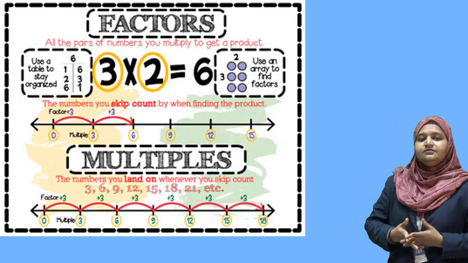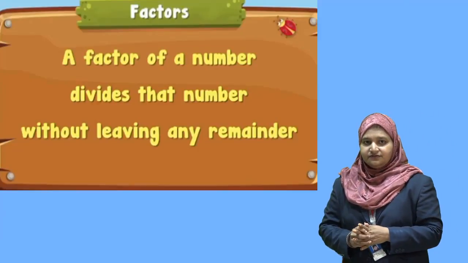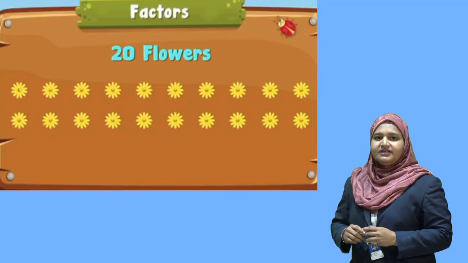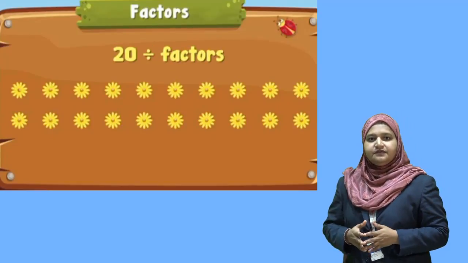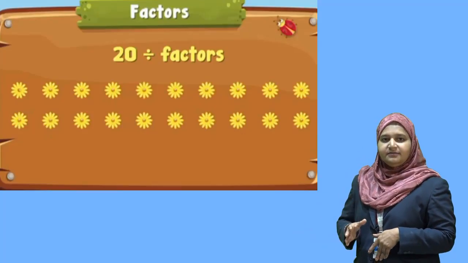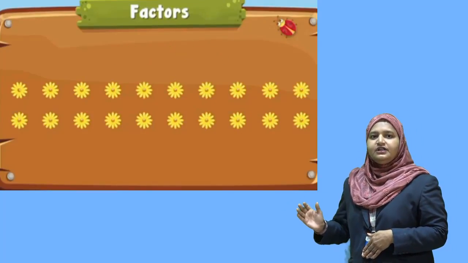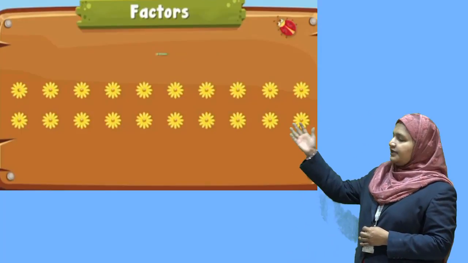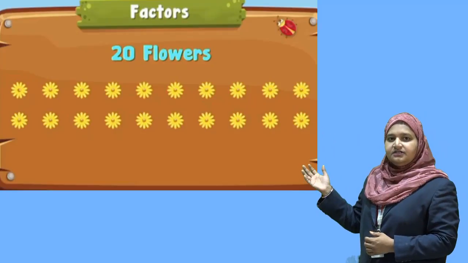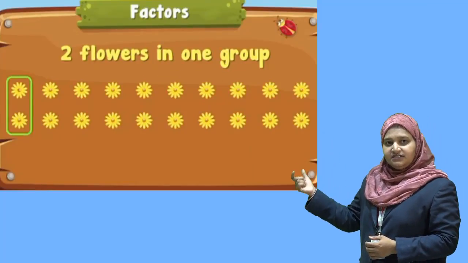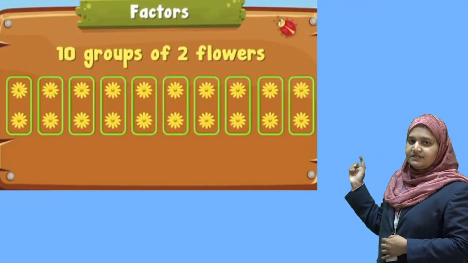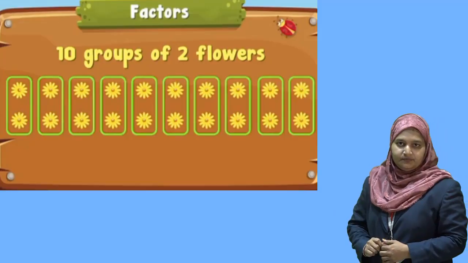Now let us learn more about factors with this arrangement. For example, we have 20 flowers. We need to know what the factors of 20 are. So we will divide 20 by its factors. The factor will be that number which divides completely without leaving any remainder. So here we have 20 flowers. First let us arrange the flowers, 2 flowers in a group. In such a way we can arrange them in 10 equal groups and no flowers are left behind.